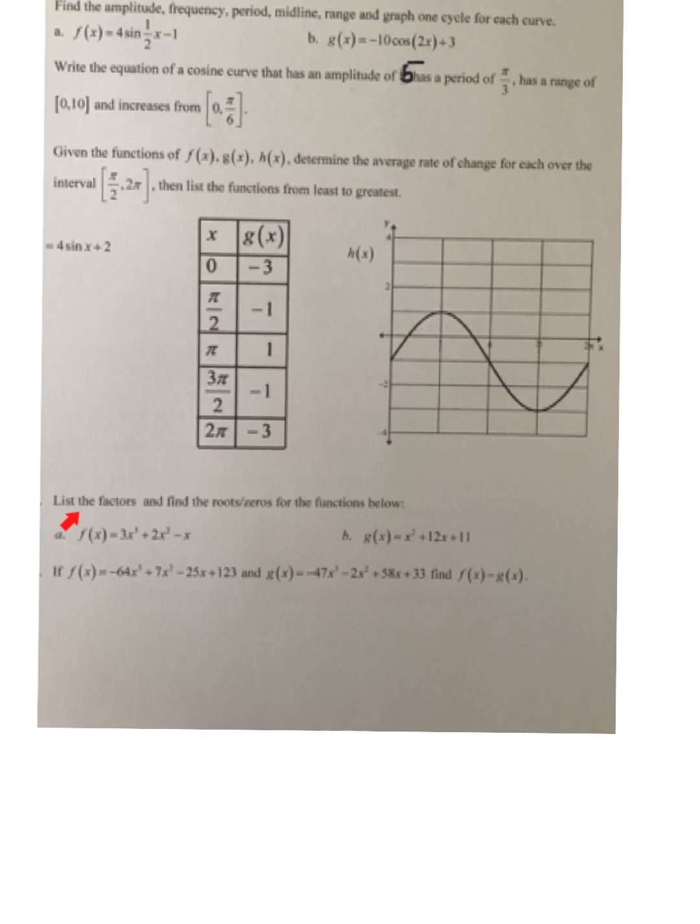Okay, number 4 says to list the factors, so we have to factor this, and then find the zeros, the roots of the equations. Okay, so let me write down 4a first. So 4a is 3x cubed plus 2x squared minus x equals f of x. Sorry, I forgot the f of x there. All right, so we're going to factor, and then we're going to find the zero. So I'm going to set it equal to 0. And now I'm going to factor.